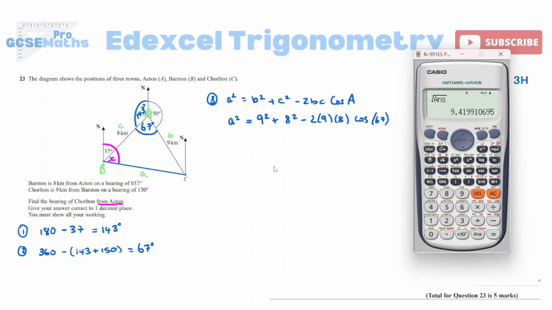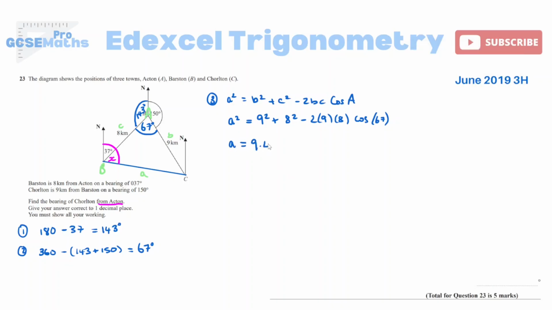Now, because this is not our final answer, I'm going to write down a fair few of those decimals for A. So 9.419... and this one is in kilometers. So that's this one down here, isn't it? 9.419. Okay, now we know more information about that triangle. Let's have a look again.